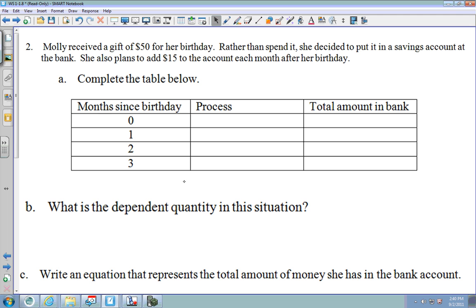Take a minute, pause this video, look at it, and try and fill out this process table, and come back and see how you did.